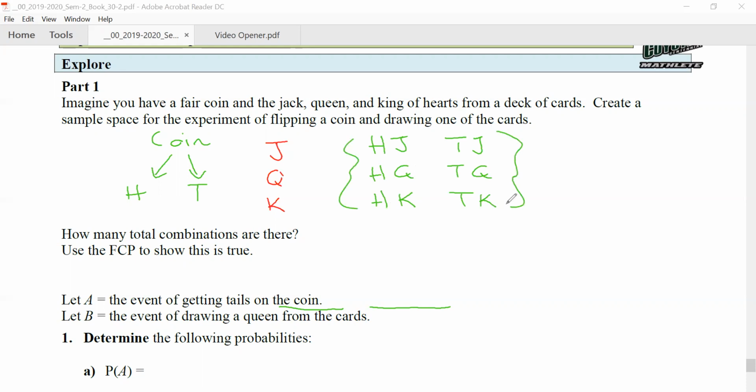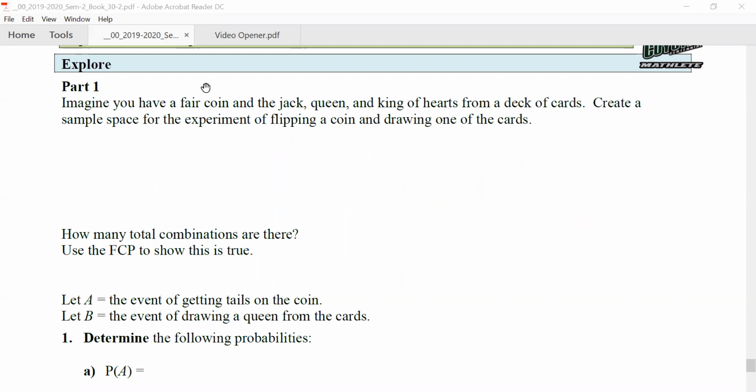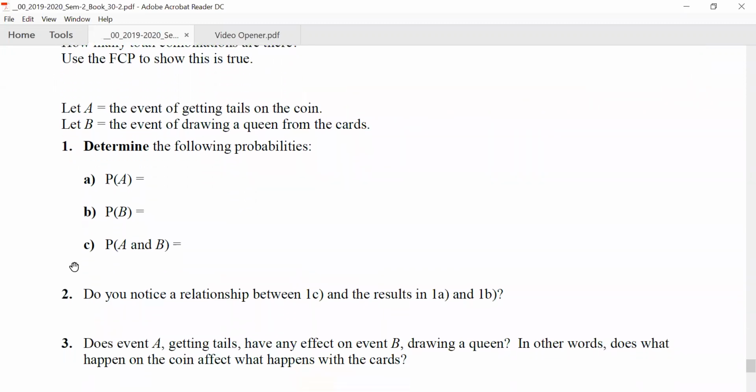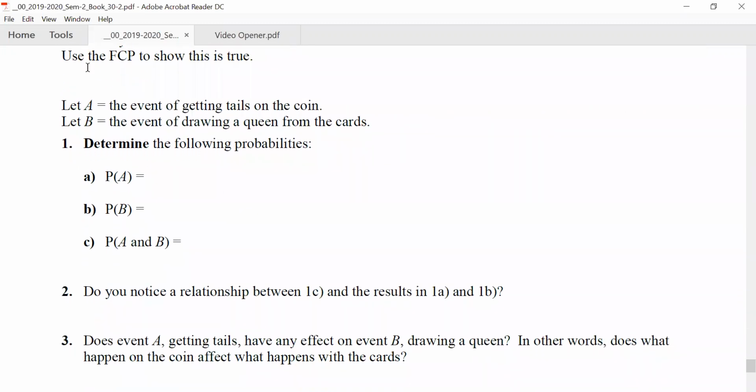Now, can I use the fundamental counting principle to prove that this is true? Absolutely. This is 2 times 3, so there are 6 events right there. This fundamental counting principle is always a nice handy way for us to figure out how many outcomes are in a set, how many ways I can do something. Let's continue on. So now we know there are 6 outcomes. Easy. Now let's define it a little bit more.